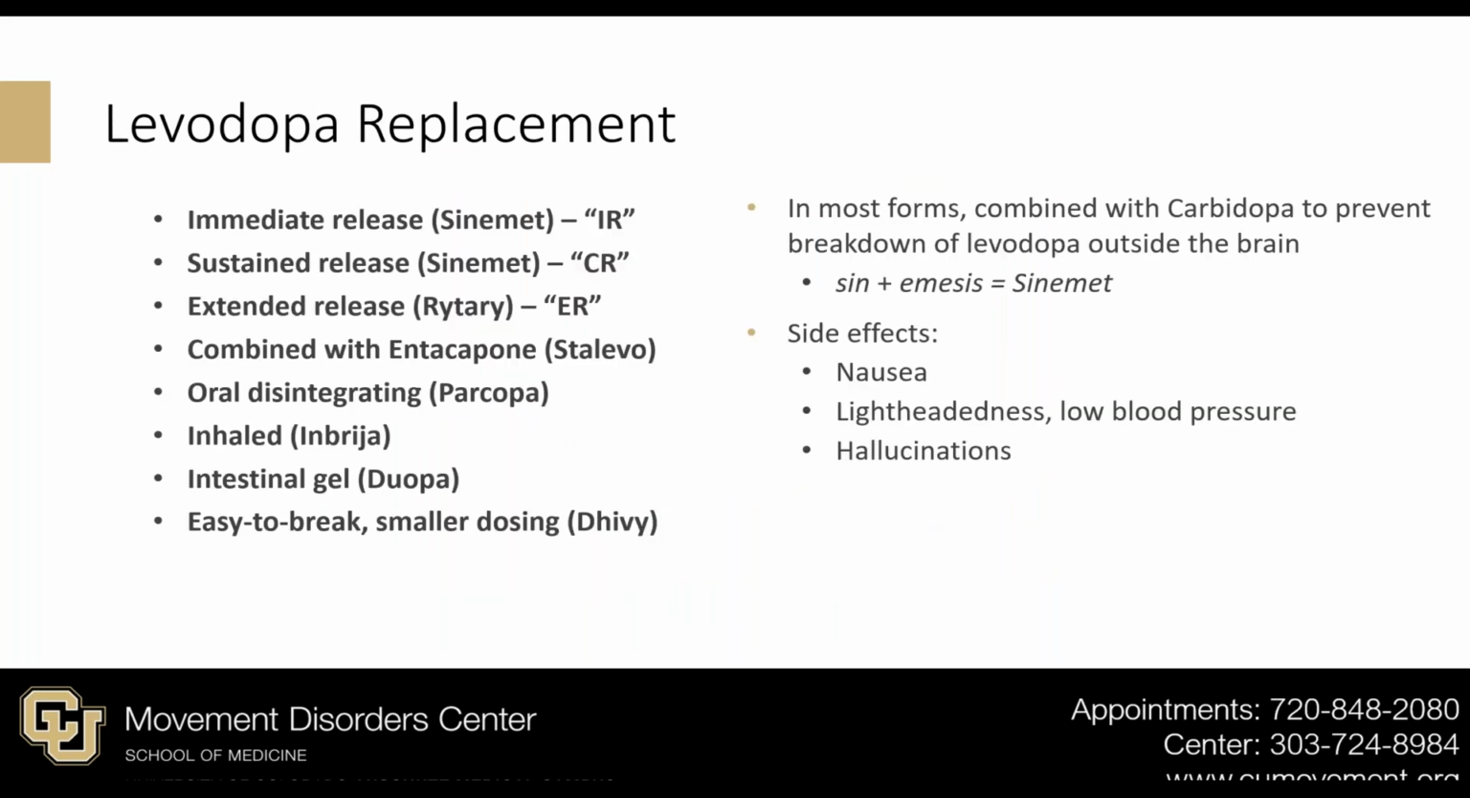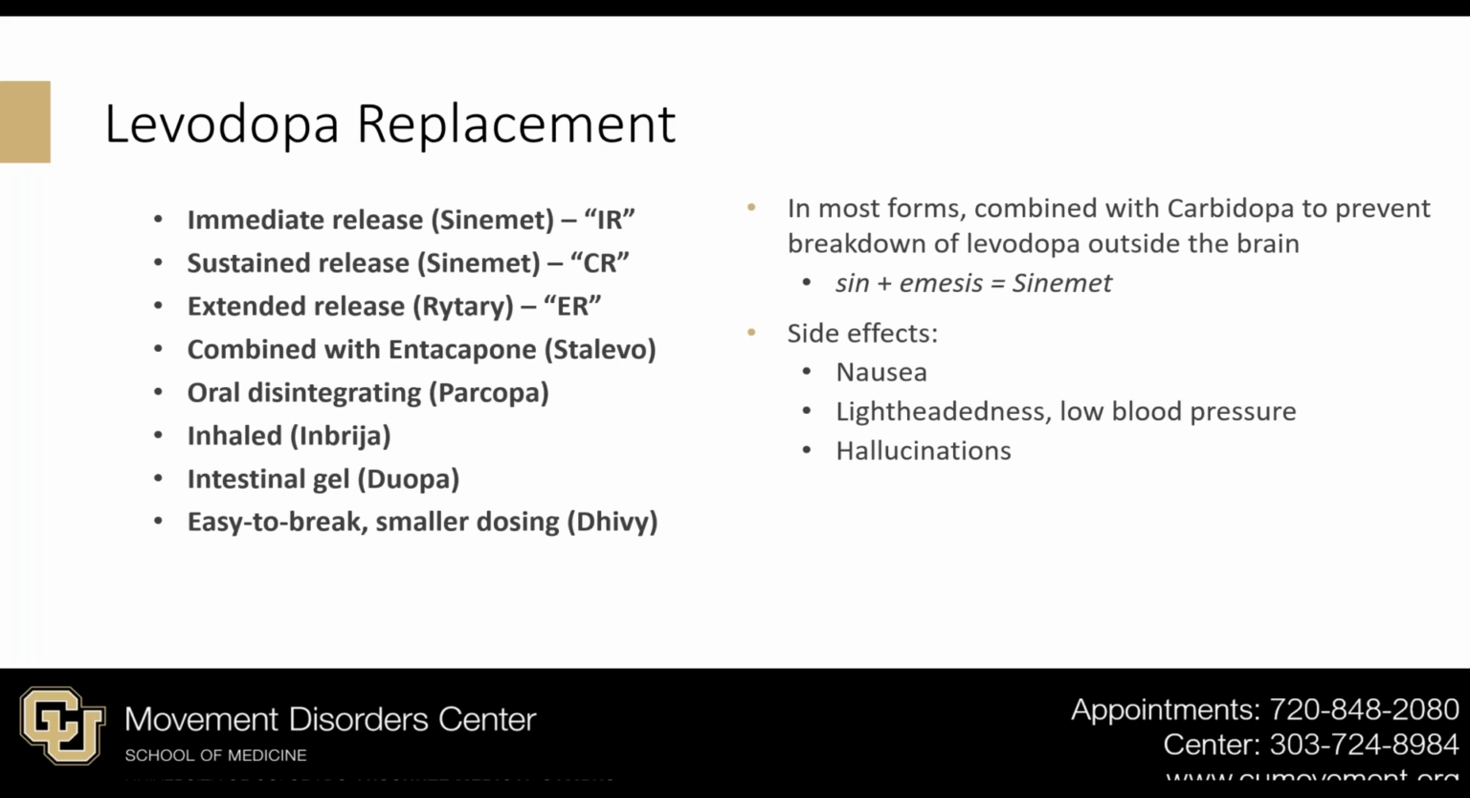So to start with the basics is the levodopa replacement. We have a lot of different ways of getting it into the system. The most basic is Sinemet, which, like I said, actually just means sin emesis, sin being Latin for non, so it's without nausea, emesis being the word for nausea. But you can still have a lot of side effects with that, especially at peak dose as it's highest in your system. That would be nausea, lightheadedness, particularly feeling that drop in blood pressure as we go from sitting to standing. Sinemet's kind of a little bit of a blood pressure medication.